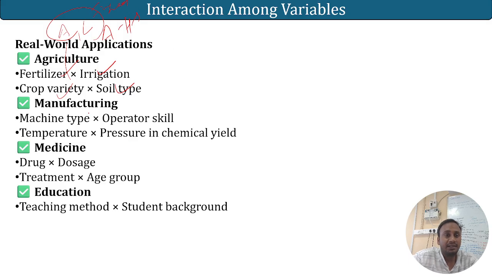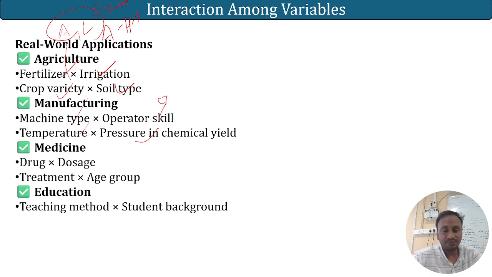Similarly, machine type plus operator skill. It's directly proportional. If the operator is highly skilled, we can get better output from the machines. Similarly, temperature and pressure in chemical yield. If we want chemical changes to happen faster, we can change the temperature and pressure. The yield will be more, but the properties will vary depending on how we change them. So our outcome depends on both factors, not a single factor alone.